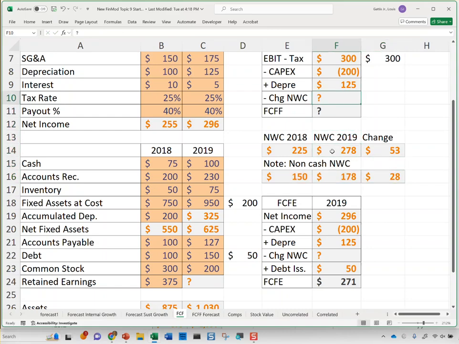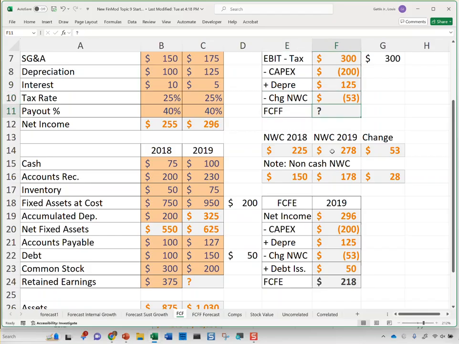So let's just say we're going to assume in this example that all that cash increase is needed to run the business. So I'll subtract this number. If I told you that cash is not needed for operations, you would subtract the non-cash number. But I'm going to go back.